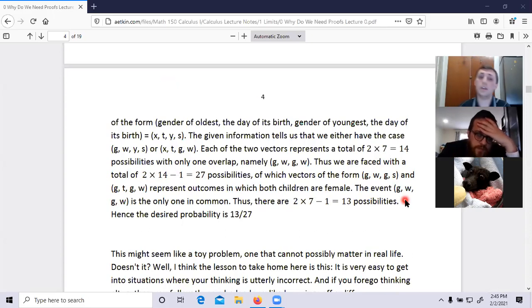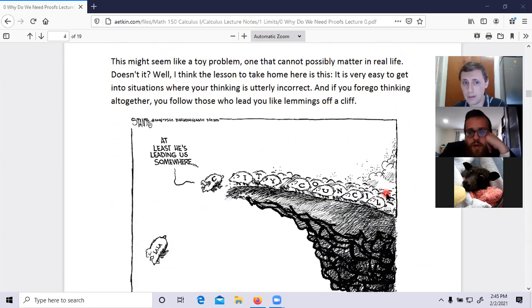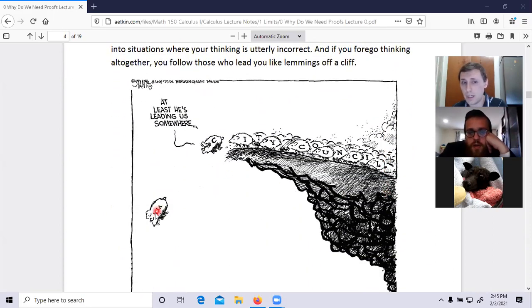And in particular, the probability is 13. There are 13 possible universes in which both are girls, and 27 universes in total where I have a girl born on a Wednesday. Okay, so the answer is 13 over 27. So probability theory, I'm not going to continue with this lecture later, but you can see where it will go.